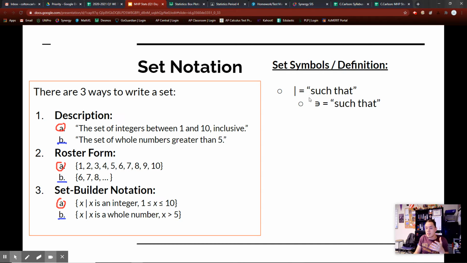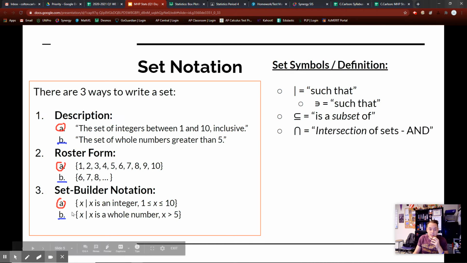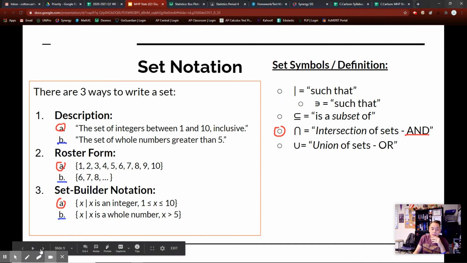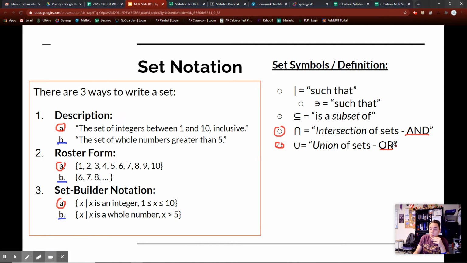Also, what means such that is kind of like a backwards looking E. That's also what means such that. This little symbol here means subset of. And then this symbol is probably one of the most important ones. I'll put it in red and I'll circle it because that's one of the most important ones. It means intersection of sets or and. So a little upside down U means intersection of sets or and. That's what that means. Union of sets is also another important one. Just a regular U. It means union of sets or it means or.